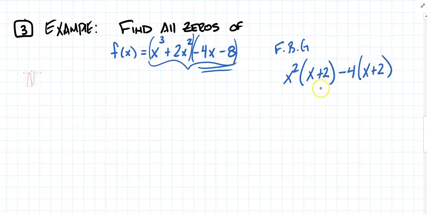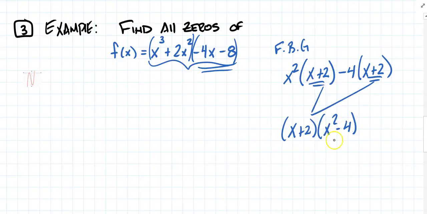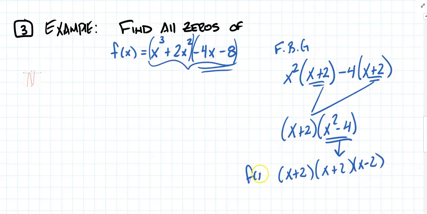So remember how factoring by grouping works. Notice I have a common factor, so I can factor that out. So I end up with x plus 2 multiplied by x squared minus 4. Now you should recognize that this is the difference of 2 squares, so I can keep going. So this is going to be x plus 2 times x plus 2 times x minus 2. This is my factored form of this polynomial. So I have now factored that polynomial into a product of linear factors.